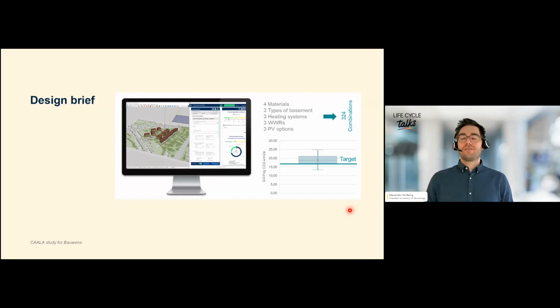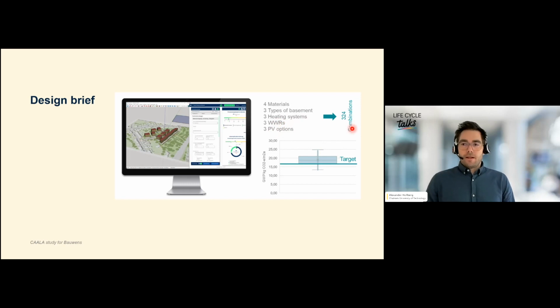So they want to define a target for greenhouse gas emissions, but they have no idea what's actually possible. So they used a tool to come up with a preliminary design of the area they want to build, and then test different materials, different types of basements, heating systems, different window sizes, so window-to-wall ratios, and photovoltaic options. So in total, this would lead to 324 combinations, and it's clear that manually there's too much effort to do this.